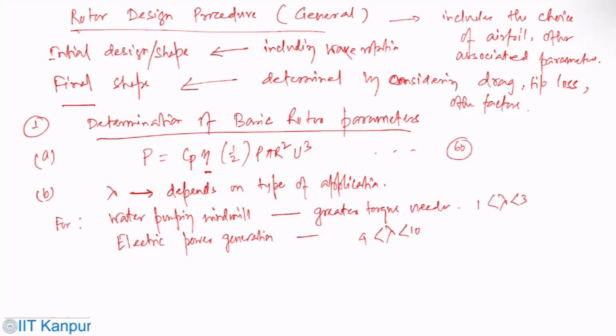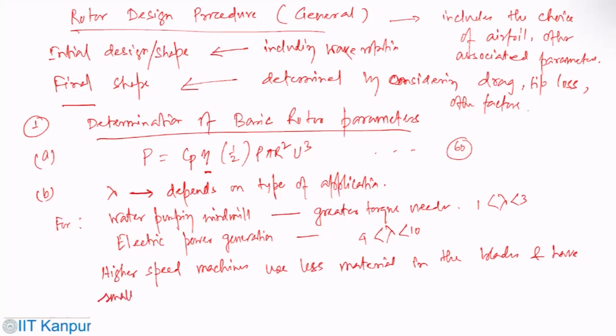Higher speed machines use less material in the blades and have smaller gearboxes, but require more sophisticated airfoils.